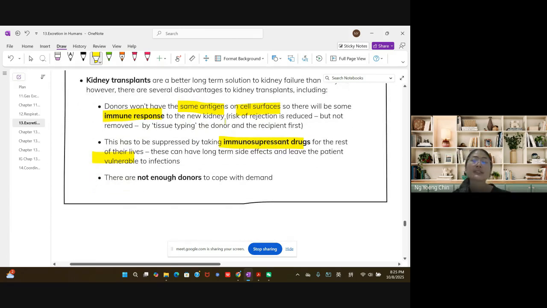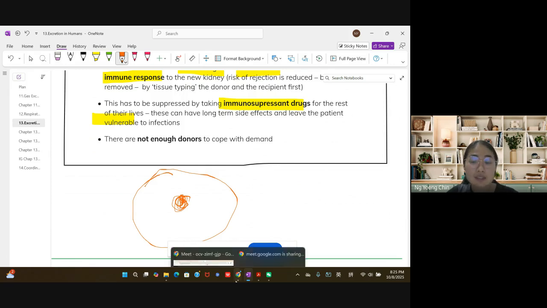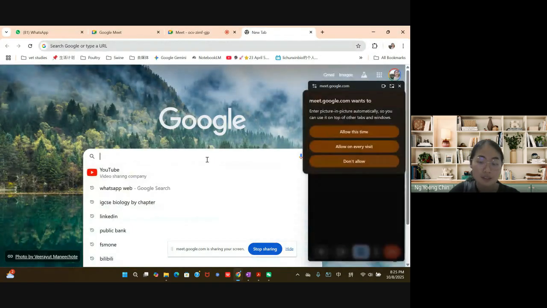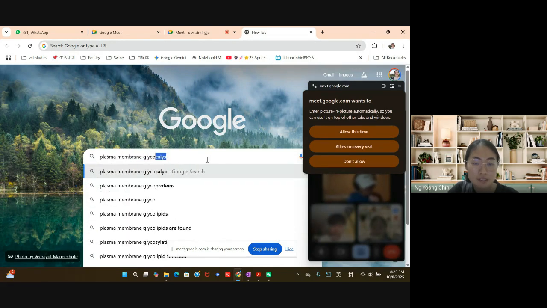Okay, antigen on the cell surface. For your information, every body cell has its own marker. What I mean by this is something like this. This is a cell, right? And this is a nucleus. Then you also remember on chapter 3, we learned about the plasma membrane, right? There will be a lot of glycoproteins. I show you this one: plasma membrane, with a lot of glycoproteins.